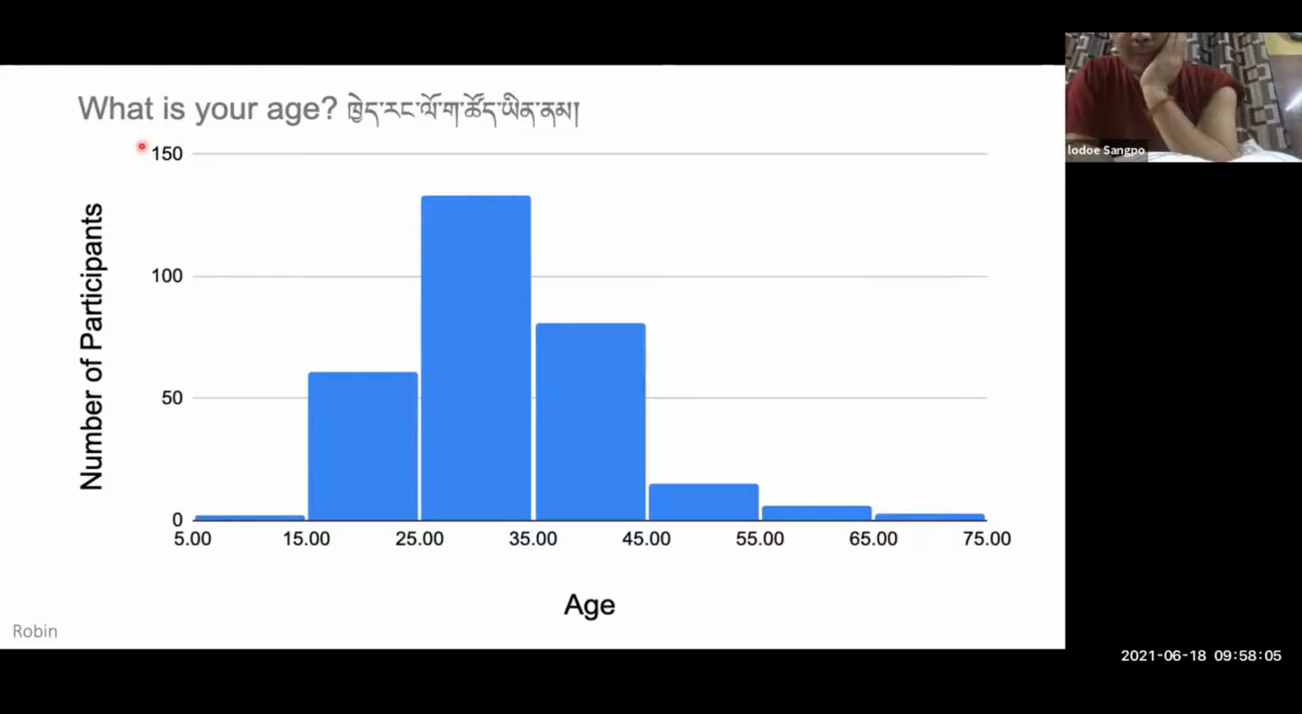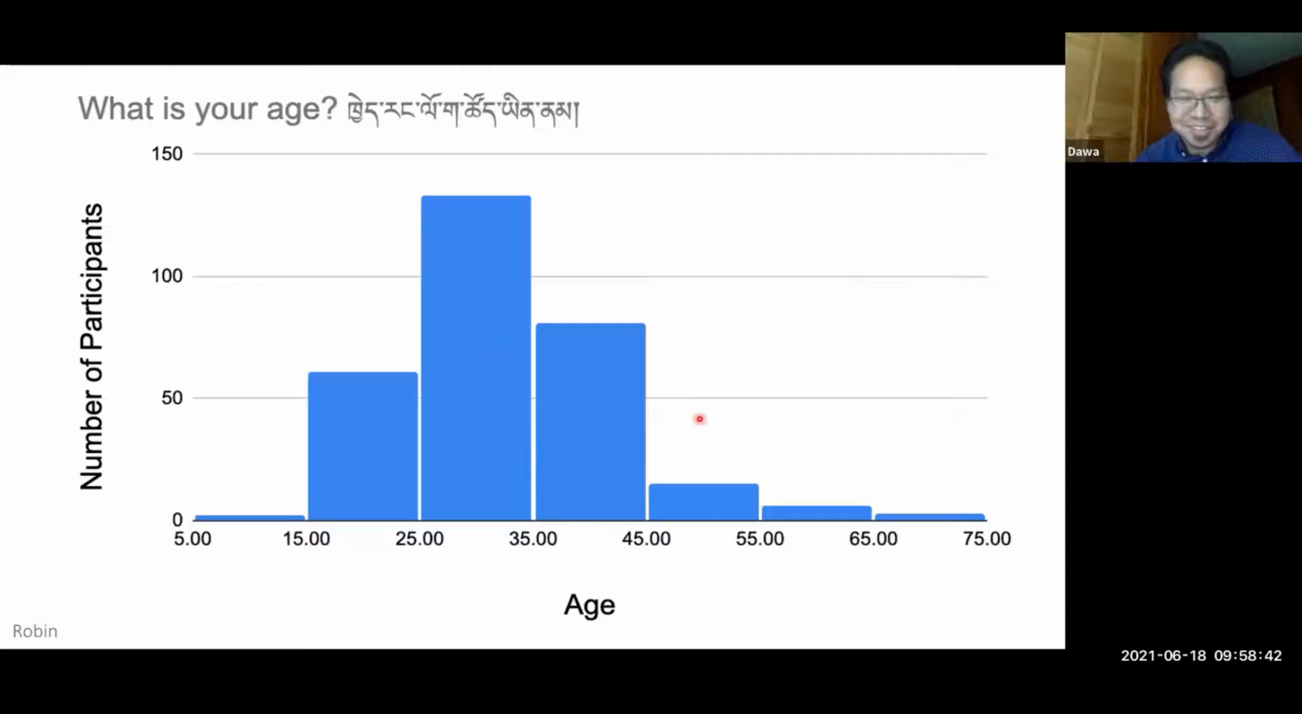Diridwa, participants from age 25 to 35, maybe more than 100, almost 150. And the participants from age 15 to 25 is about 60. And it's maybe 70 or 80 something from age 35 to 45. And age 75, maybe very few, I think maybe 10 or something like that. Yes.